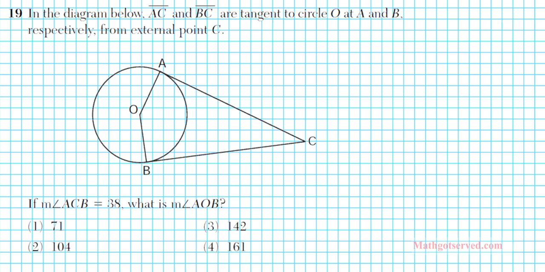All right, let's take a look at problem 19. It says in the diagram below, AC and BC are tangents to a circle O at A and B, respectively, from external point C. The measure of angle ACB is 38. What is the measure of angle AOB? Now, anytime you see a circle with a tangent line and the point of tangency goes to the center of the circle, there is a theorem that should come to your mind immediately.